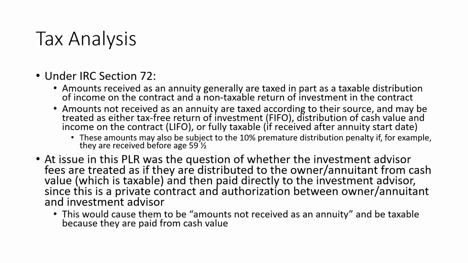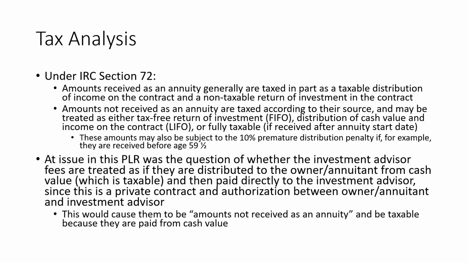And it's important to note too that there's an additional 10% premature distribution penalty that could apply if, for example, the annuitant has not yet reached the age of 59 and a half. Now, what was at issue here is not necessarily an amount received as an annuity, but instead the question of whether or not there was an amount that wasn't received as an annuity, requiring you to dip into these various analyses, as well as the dipping into whether the client had reached the age of 59 and a half and might be subject to that premature distribution penalty.